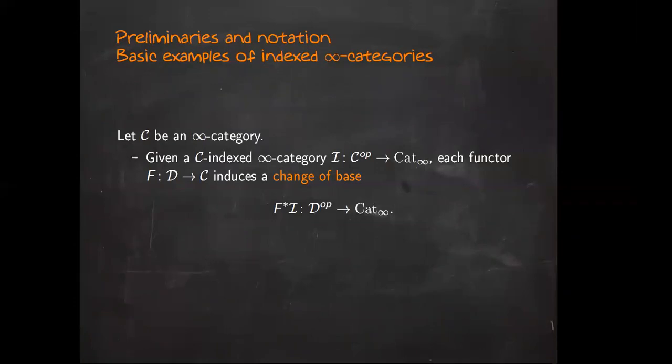Another tool is the change of base. So if we are given an indexed infinity category over C and we have a functor F into C, then we can just pre-compose with F in order to obtain an indexed infinity category over D. And lastly, a very important example of indexed infinity groupoids is the representable presheaves, right? They will be somehow the reference structures for everything we do in the following.